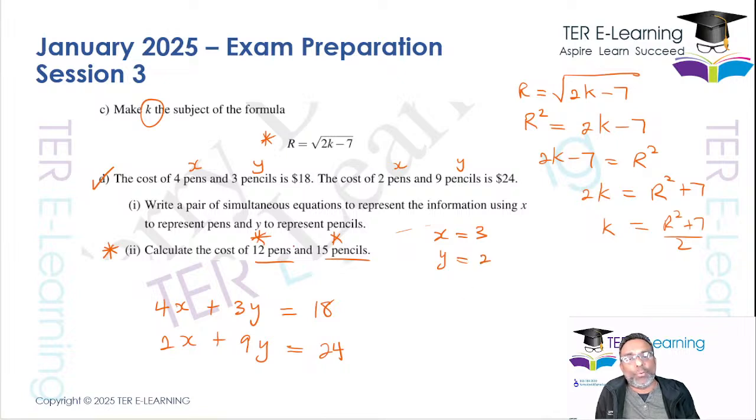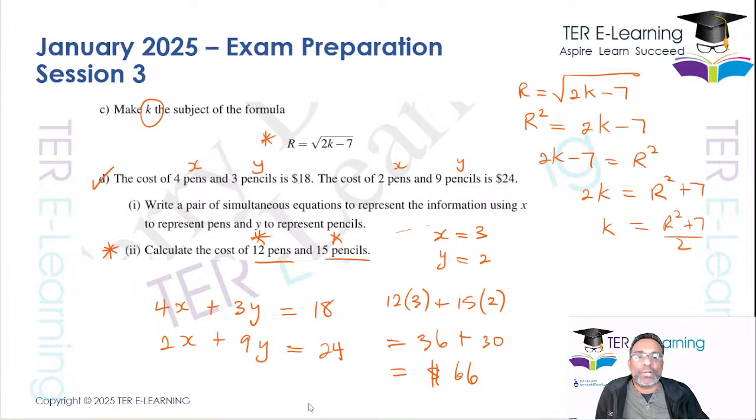Right? So if I want to work out the cost of 12 pens, it's going to be 12. Which one is the pens now? Right, pens is x. So this is 12 by 3 plus 15 pencils. Right? So 12 3s are 36 plus 15 by 2 is 30. So this is going to be $66. Right? So that's the total cost there.